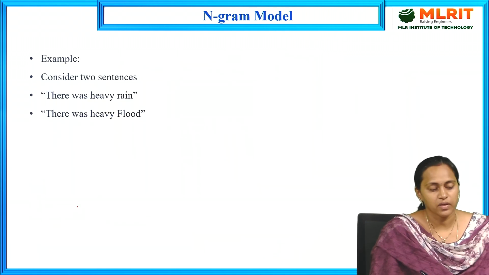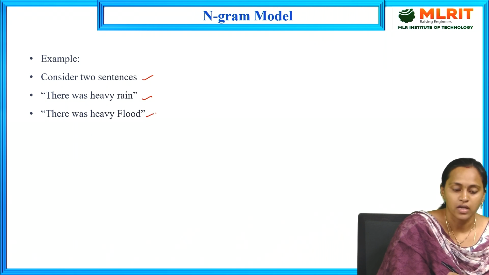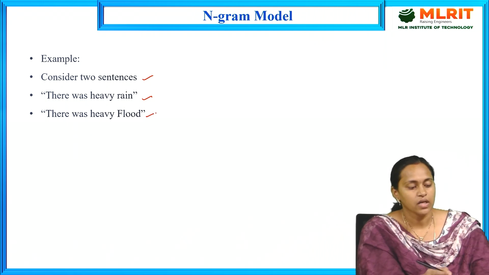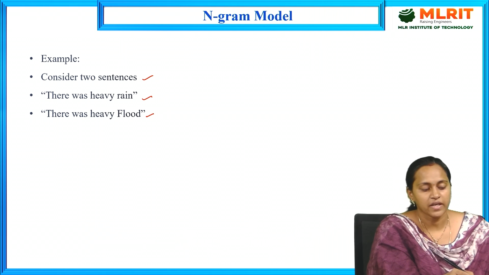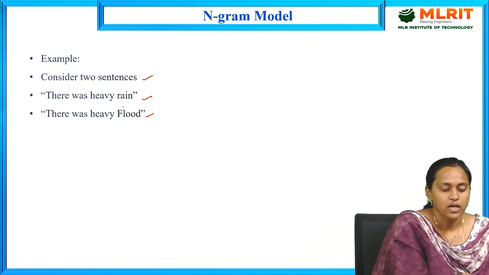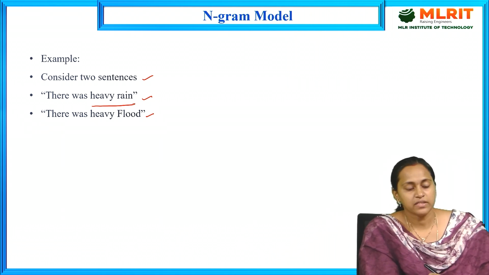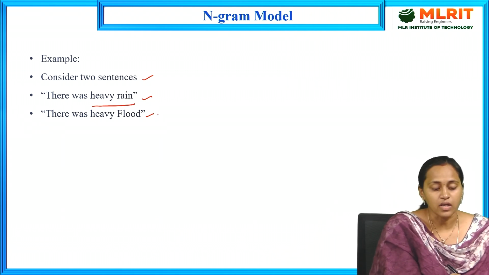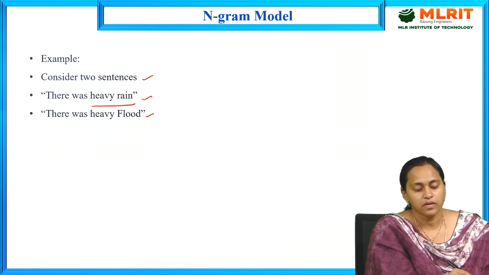Take an example. Consider 2 sentences: there was heavy rain, there was heavy flood. These are the 2 sentences to find the probability from the frequency of the words. Coming to the training model, what is the frequently occurred word? Heavy rain is the frequently occurred phrase in a database, that means in large data sets. Heavy flood is comparatively rare compared to heavy rain, so heavy flood will not occur as many times.